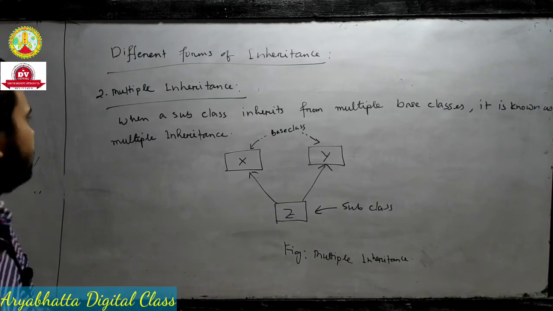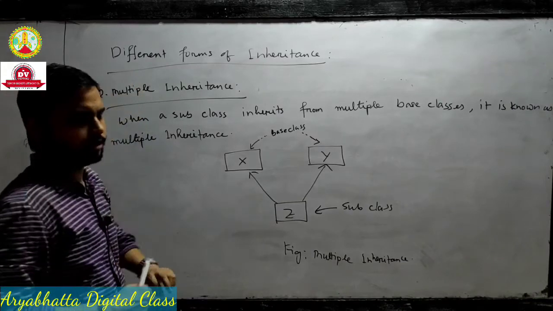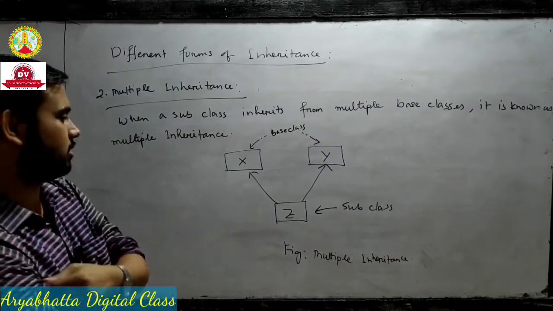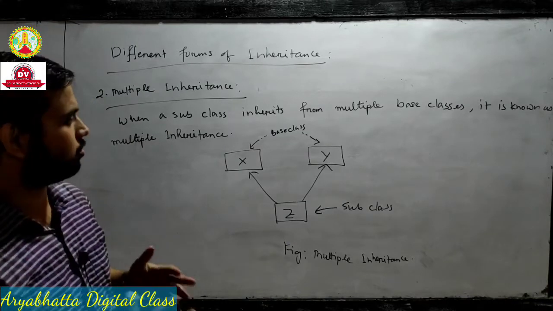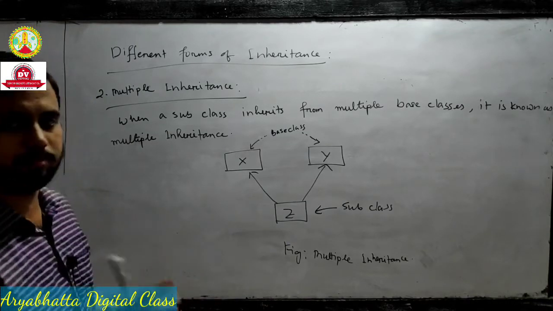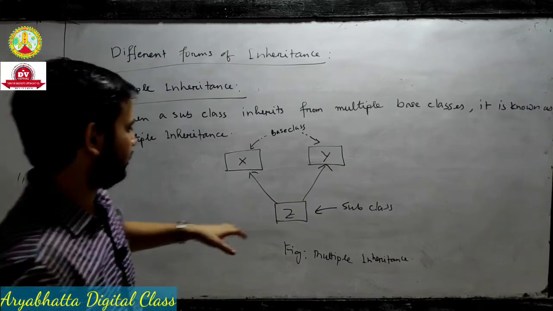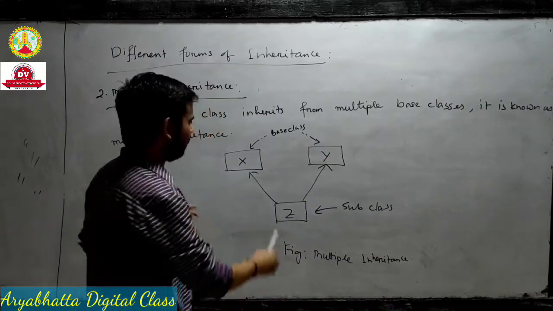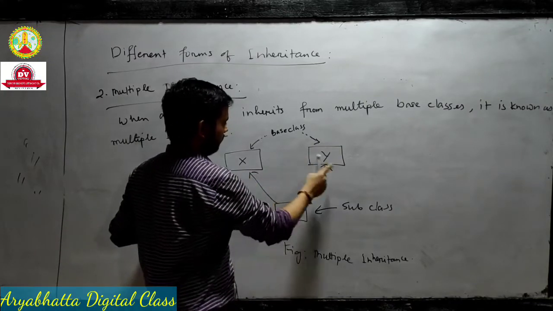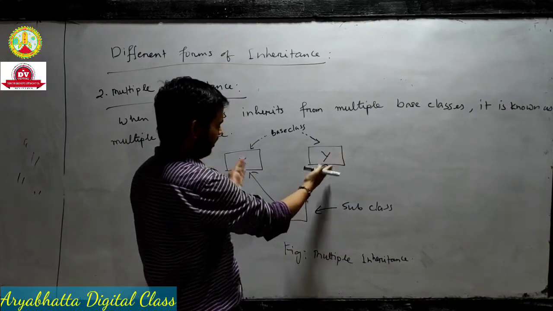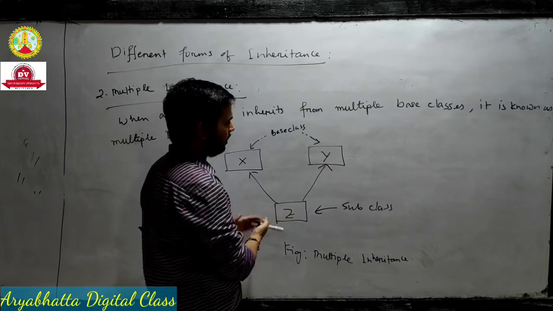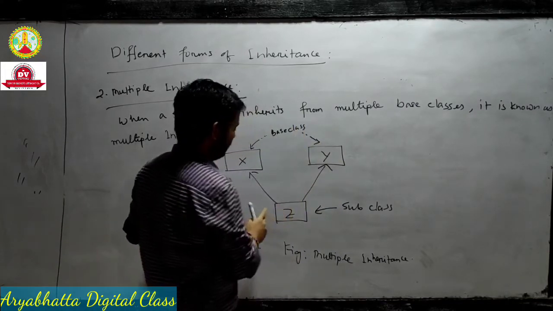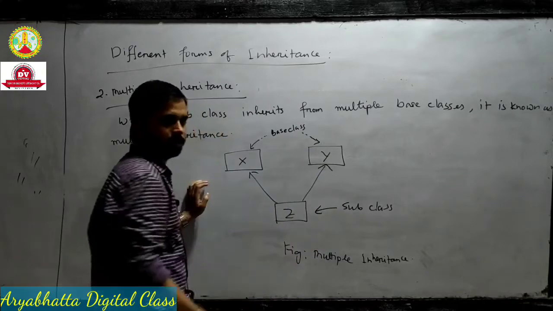You see what is the difference between single and multiple? Single means the derived class has only one base class. But in multiple, derived class has multiple base class, means more than one base class. You see here two base class, X and Y, and from X and Y, Z is inherited. Okay, that's why it is called multiple inheritance, and both X and Y are base class and Z is subclass. This is multiple inheritance.